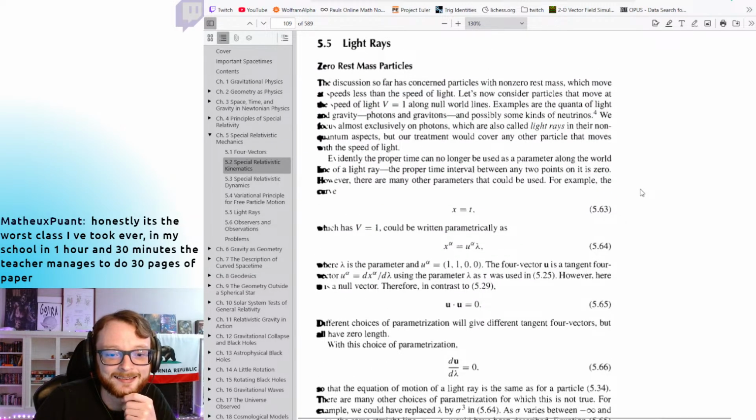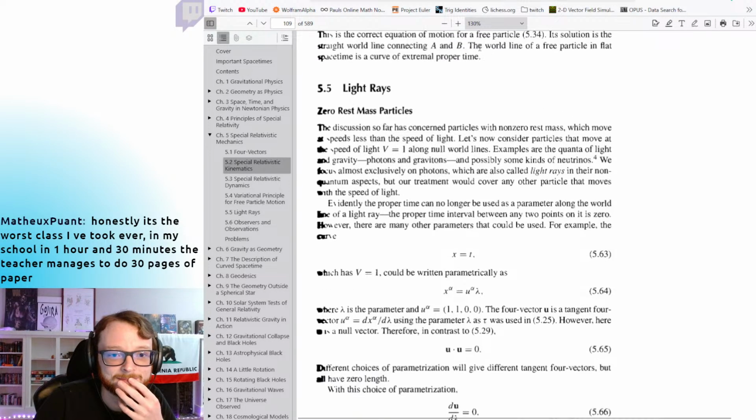So that's probably really important. They say the world line of a free particle in flat space-time is a curve of extremal proper time. Right, that's the last sentence there, yeah. And that's the longest time. That's just like the vertical straight line, I think, for a free particle.